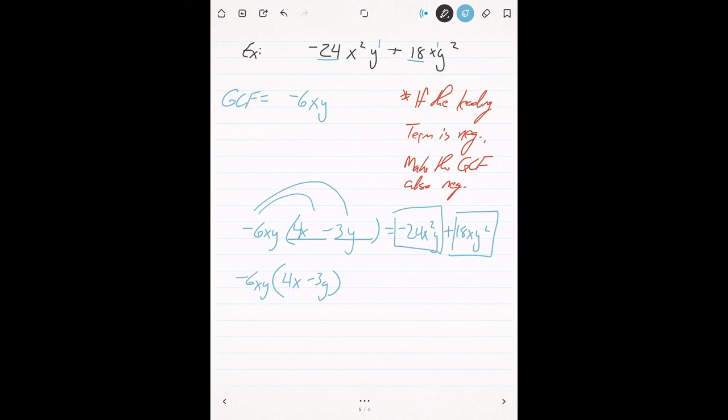Let's check our work and let's see how we did. Negative 6xy times 4x is negative 24x squared y. Negative 6 and negative 3 is positive 18. And we have an x, and the y times y is y squared. Well, what do you know? We get the exact answer we started with. Our factors for the polynomial are negative 6xy and a 4x minus 3y.